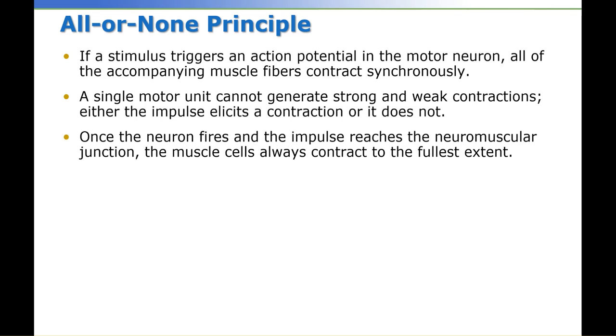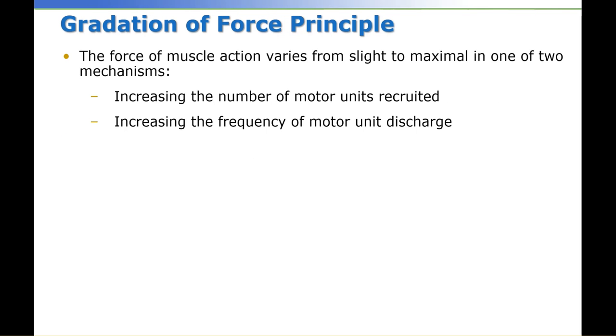synchronously. A single motor unit cannot generate a strong or weak contraction. So there is no strong or weak. It either elicits a contraction or it doesn't. Once a neuron fires and the impulse reaches the neuromuscular junction, the muscle cells always contract to the fullest extent. Gradation of force principle.